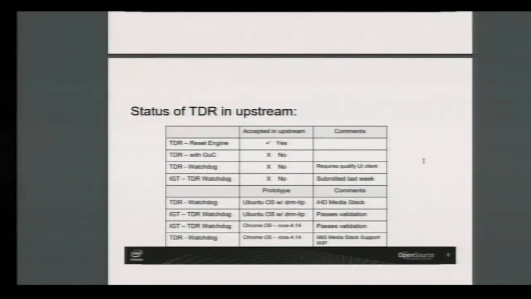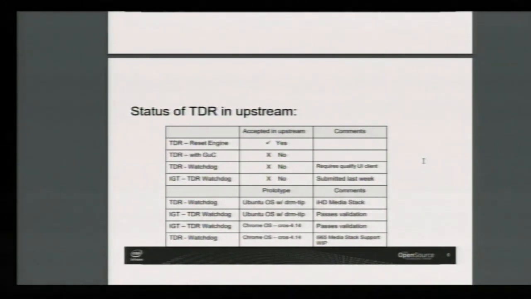I went ahead and prototyped all of this in Ubuntu using the DRM tip, and I made the changes in the new open source driver iHD for Intel. That is working perfectly. I also ran the IGT to have some sort of sanity check that passes. And then I backported everything into Chrome OS. That also is working. And now I'm implementing the changes in the media driver in Chrome OS to see if I can finally finish this.